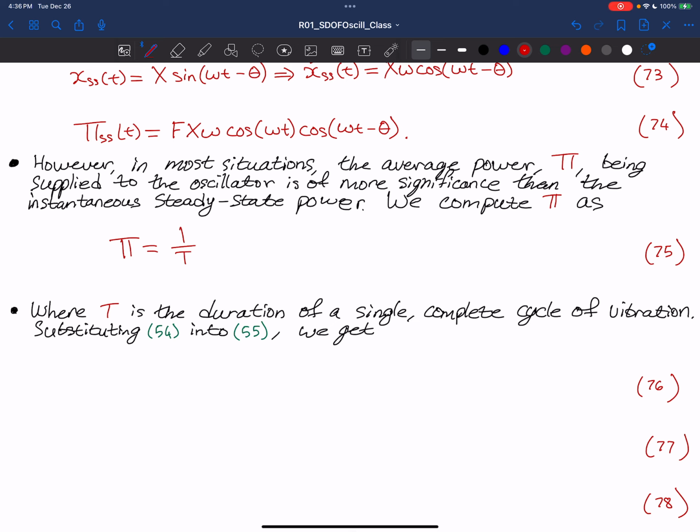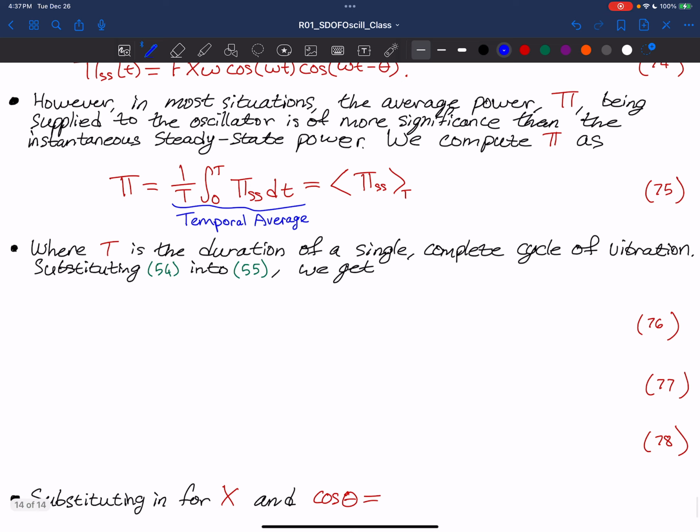We're going to take 1 over a single cycle duration, big T, the period of the applied forcing, times the integral from 0 to big T of big pi ss dt. This is the definition of a temporal average. We can also write this using square brackets of pi ss. So we're looking at taking the temporal average, where big T here is the duration of a single complete cycle of vibration.